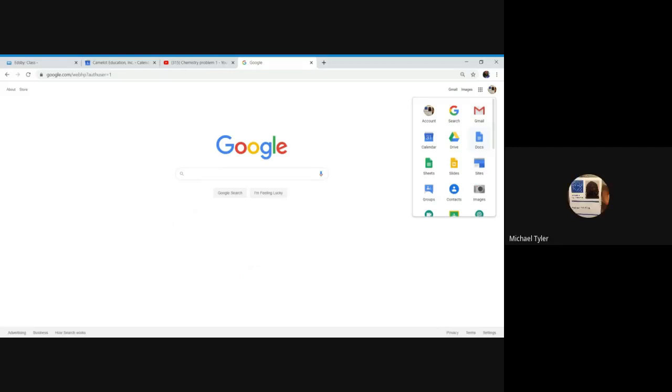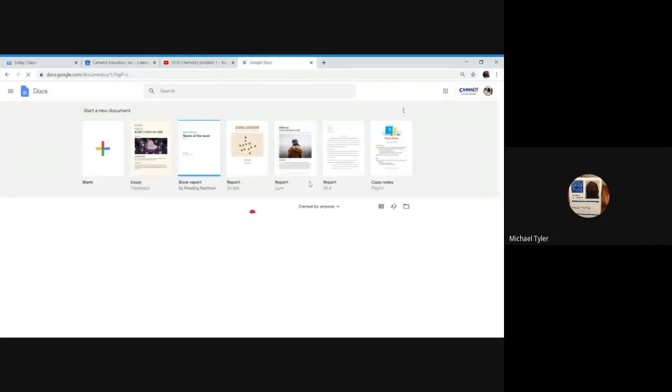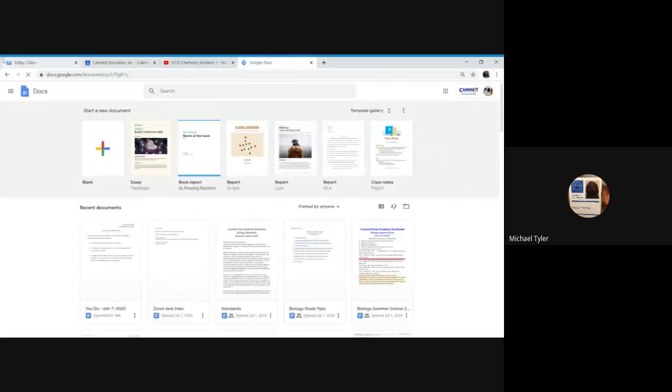Okay. So click on your icon and look for Docs. When you click on it, you should see this come up, and we're gonna go to blank document here. And if I'm moving too fast, let me know.